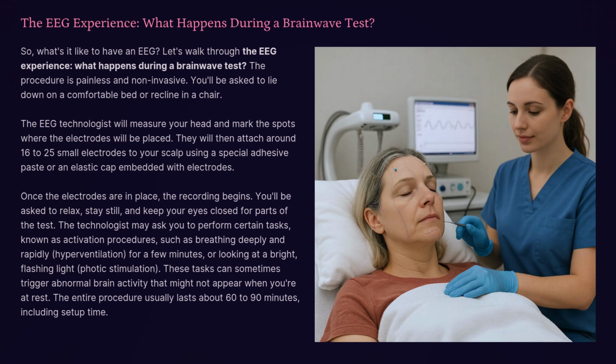Once the electrodes are in place, the recording begins. You'll be asked to relax, stay still, and keep your eyes closed for parts of the test. The technologist may ask you to perform certain tasks, known as activation procedures, such as breathing deeply and rapidly, hyperventilation, for a few minutes, or looking at a bright, flashing light, photic stimulation. These tasks can sometimes trigger abnormal brain activity that might not appear when you're at rest. The entire procedure usually lasts about 60 to 90 minutes, including setup time.